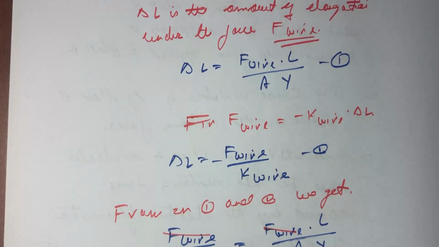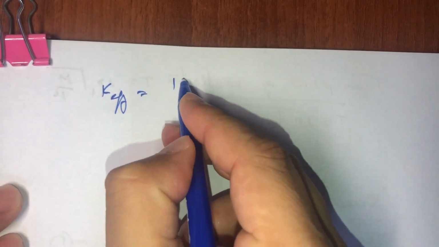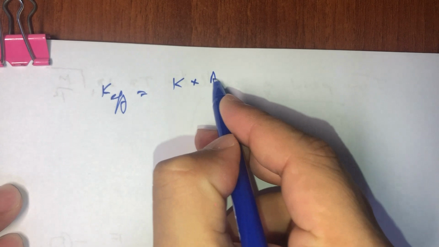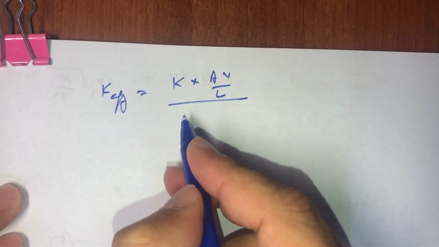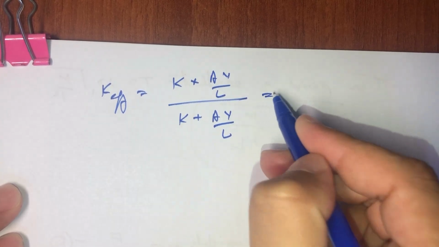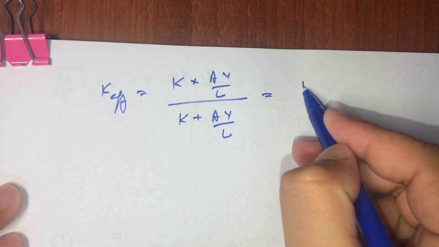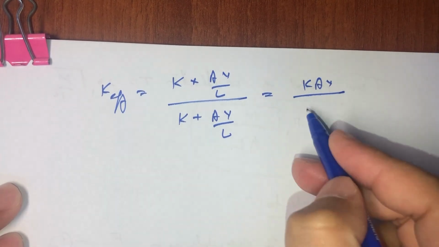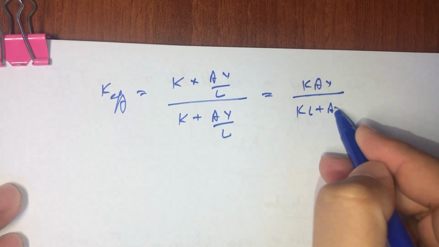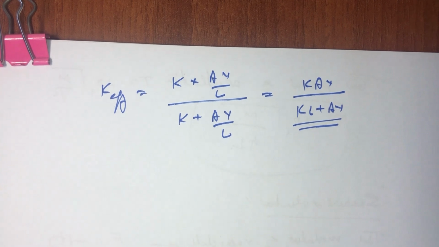Now it's quite simple. We simply substitute the value of K wire. So we get K effective is equal to K multiplied by AY/L divided by K plus AY/L, which comes out as KAY divided by KL plus AY. So we got the effective spring constant.